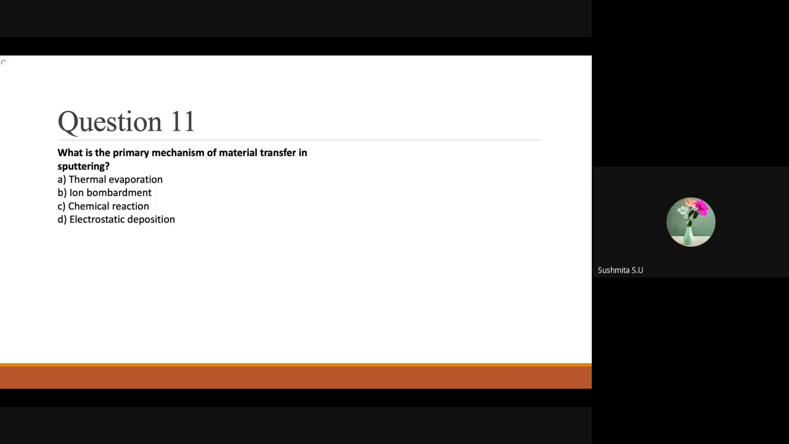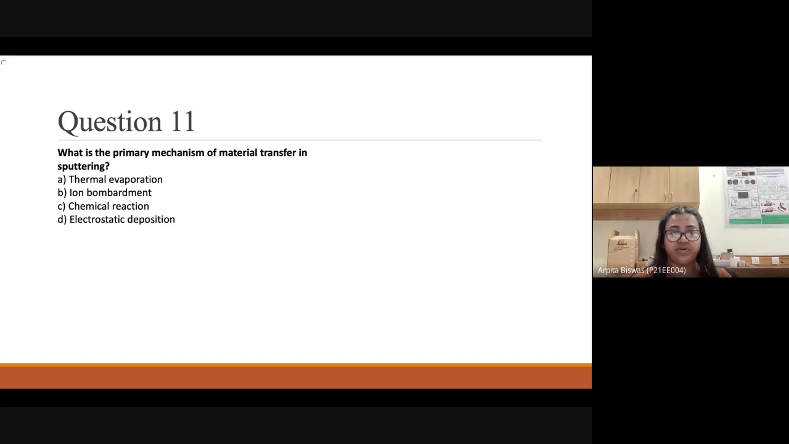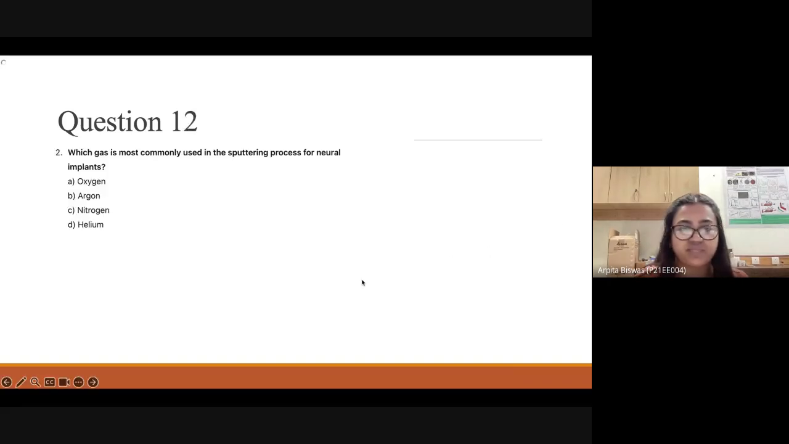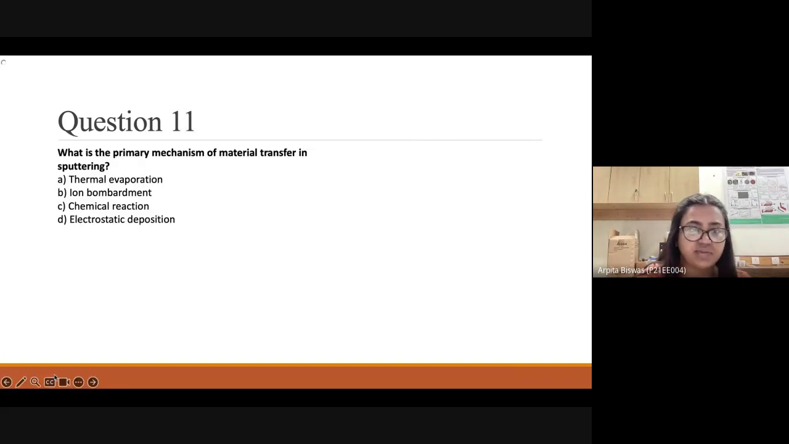Ion bombardment. Yes, the argon ion bombardment. Good. Like in a closed chamber, here is a sample, here is a target, and here the argon is bombarded onto the target, and some of the particles are deposited. So the main fundamental is ion bombardment. Okay, so option D is the right option.